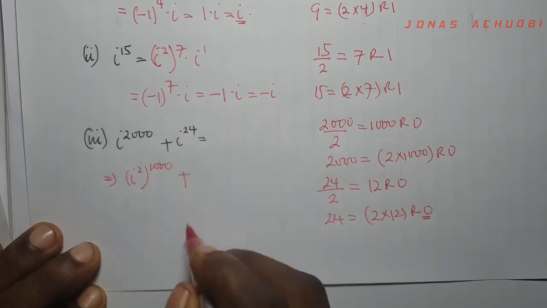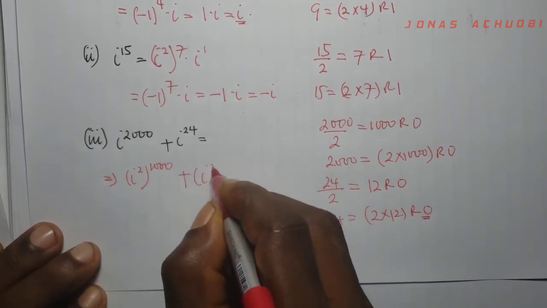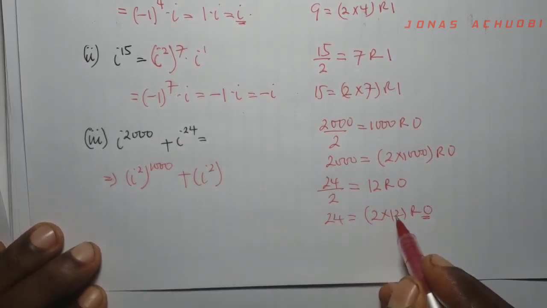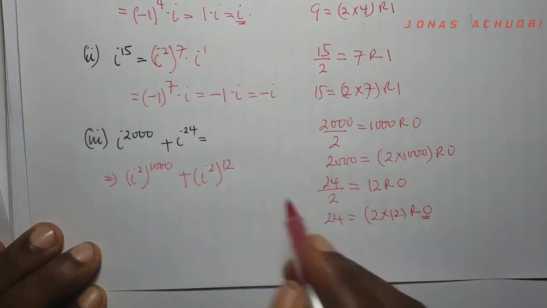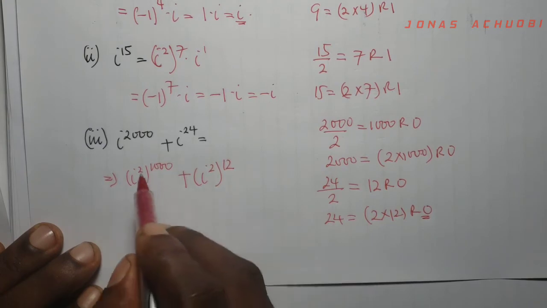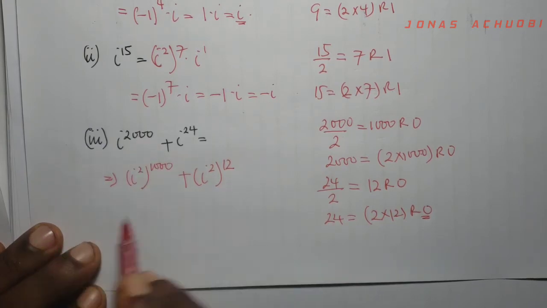Then plus the second one is i raised to the power 2 again. Remember the 2 is always inside. What will be outside? 12. Remember the remainder 0, so there's nothing to add again. So 2 times 1000 is 2000, and then 2 times 12 is 24.